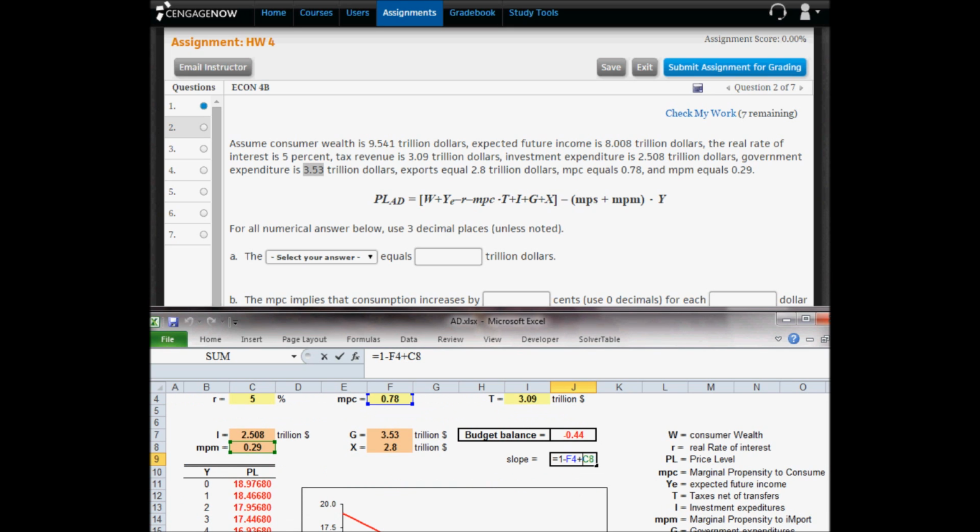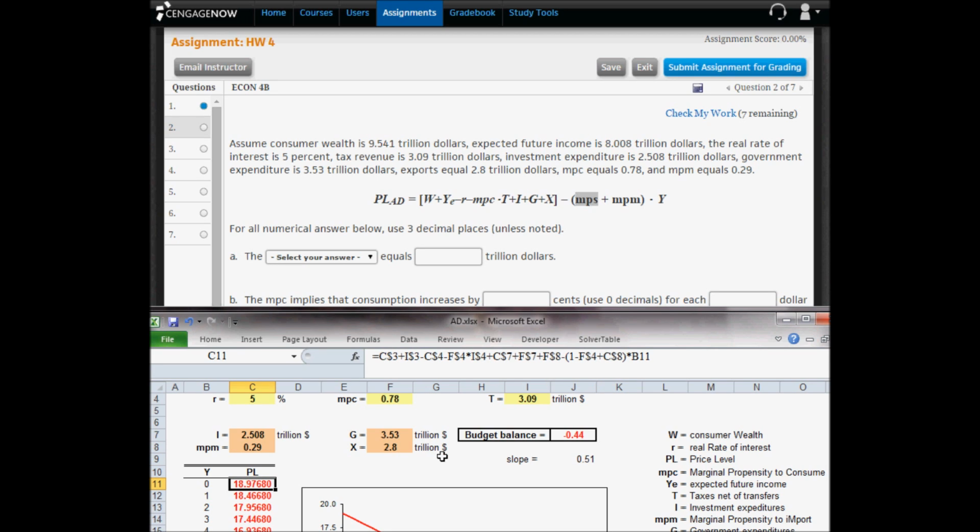The slope, again, is the MPS, which is 1 minus the MPC, plus the MPM. The MPS is 0.22. The slope is equal to that plus the MPM. So in this case, the slope is 0.51.